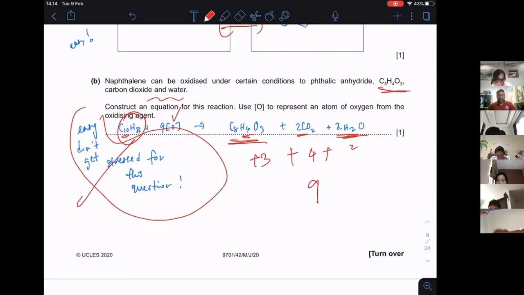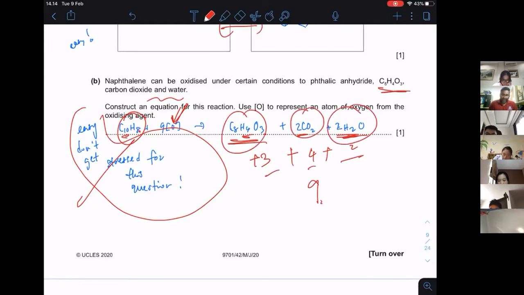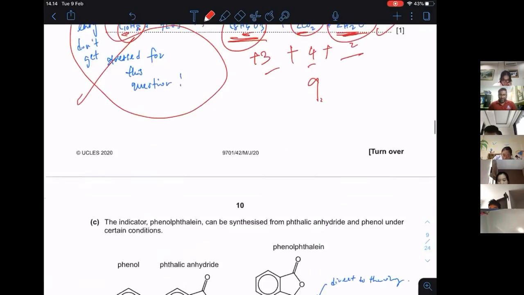When I lose 9 oxygen, I need to put the 9 over there. But when you are gaining the 9 oxygen, you are going to get a total of 9. So please make sure everything is properly balanced. You can double check, and when everything is okay, then it's good to go.